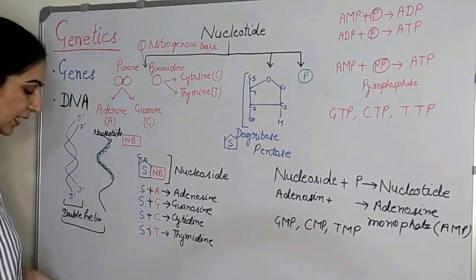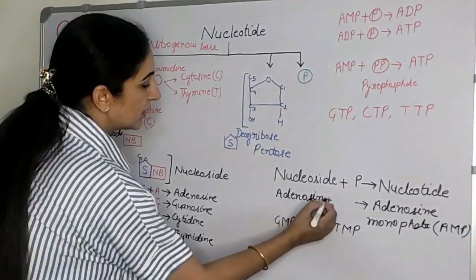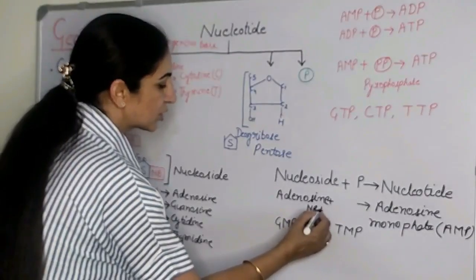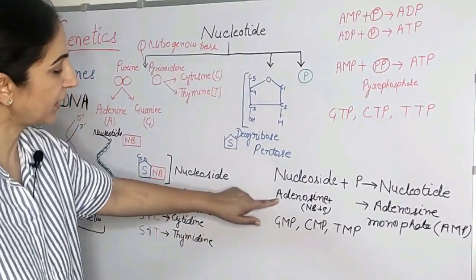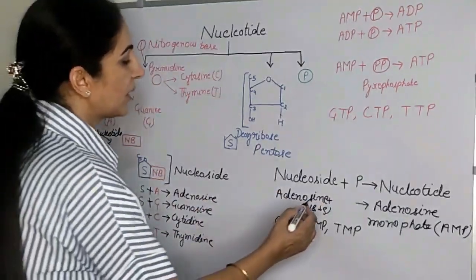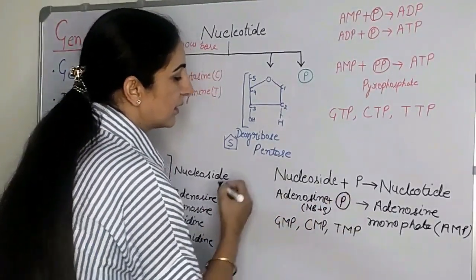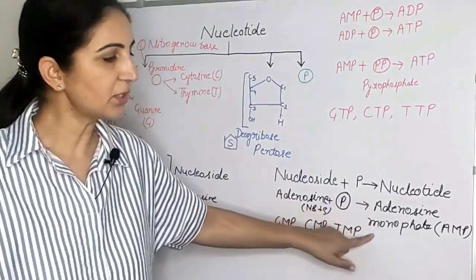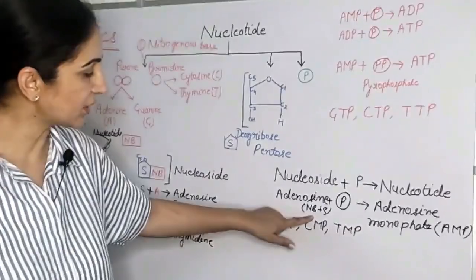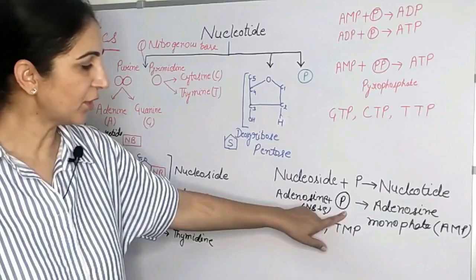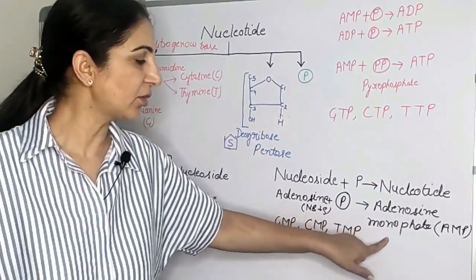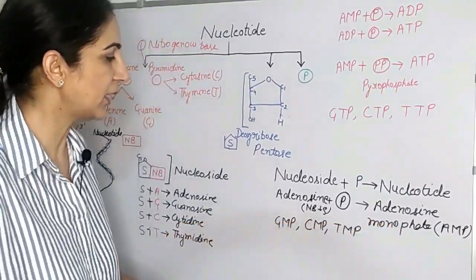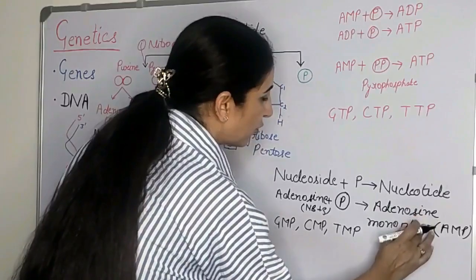Suppose we have the adenosine nucleoside, that is nitrogenous base plus sugar. If we combine it with phosphate, then we will get adenosine monophosphate. Now this adenosine monophosphate has a nitrogenous base, sugar and phosphate group. So it is actually a nucleotide, a nucleotide with one phosphate group. So we call it adenosine monophosphate.